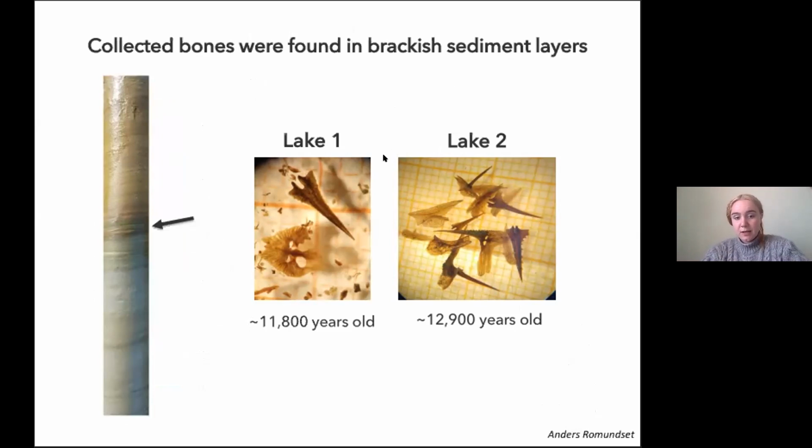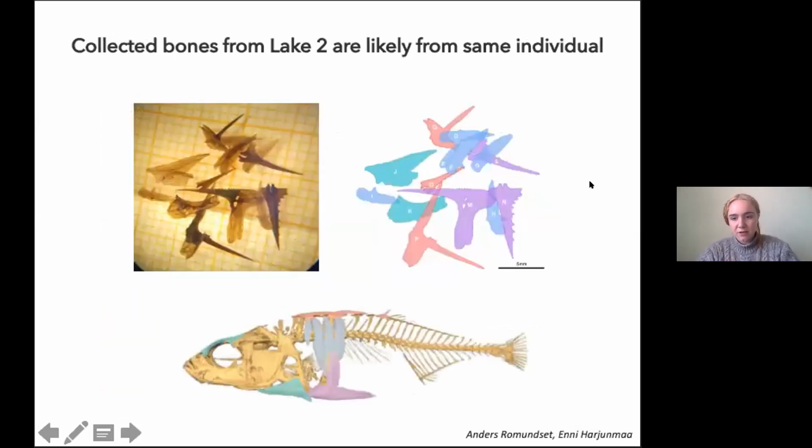But as you can see for Lake 2, we have multiple bones, and we want to make sure that they are really from the same stickleback individual. So we took an X-ray scan of a freshwater modern stickleback and assigned the bones to the corresponding part in the skeleton, as you can see here with the colors. And here we can see that all these bones belong to different parts in the stickleback skeleton, and this strengthens our theory that they are all from the same individual.